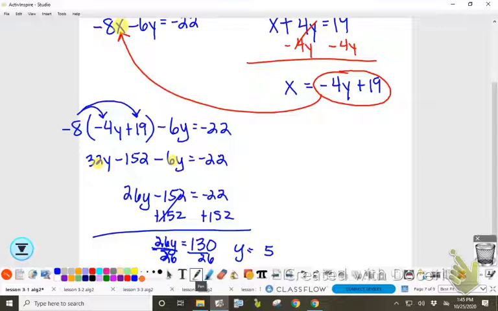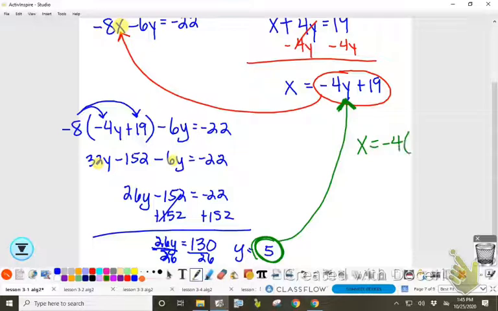Now, if I know my y value, I can take what it is equal to, 5, and I'm going to substitute it into here so I can solve for x. So x equals negative 4 times 5, right, plus 19. Negative 4 times 5 is a negative 20, and negative 20 plus 19 is a negative 1.